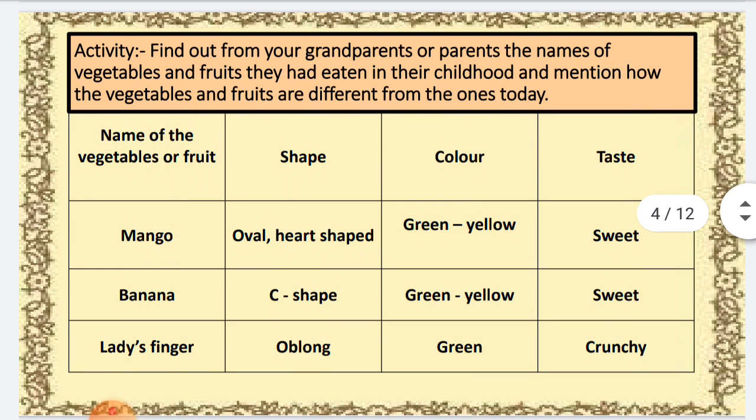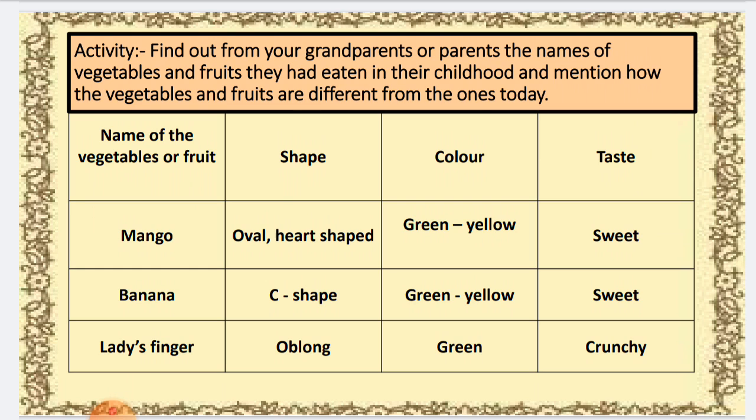Find out from your grandparents or parents the names of vegetables and fruits they had eaten in their childhood and mention how the vegetables and fruits are different from the ones today. Now, students, this is a very important and interesting question. Now, we are in the 21st century. Our grandparents and our parents, at their time, the situation was different. Now, the situation is different. They have eaten different kinds of food, and now we are eating different kinds of food. So, what is the difference?